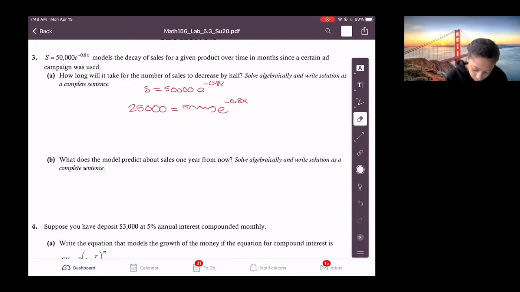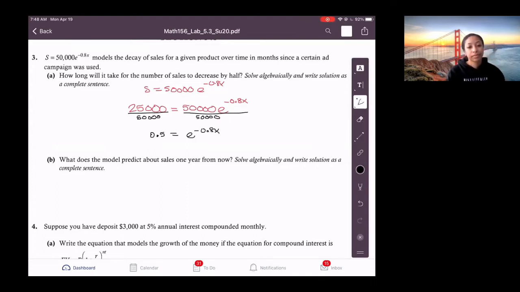The first step would be to not erase the problem. All right, divide both sides by 50,000. 25,000 divided by 50,000 is 1/2, or you can write it as 0.5. And we'll have 0.5 equals e to the negative 0.8x. An exponential equation. So from here, we want to take the natural log of both sides. ln of 0.5 would be equal to ln of e to the negative 0.8x.